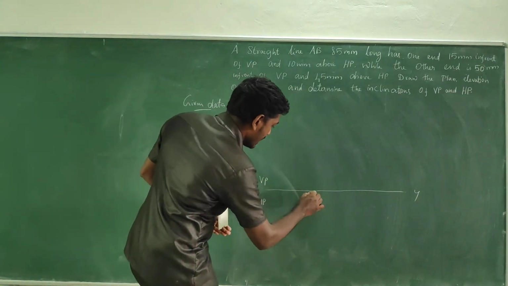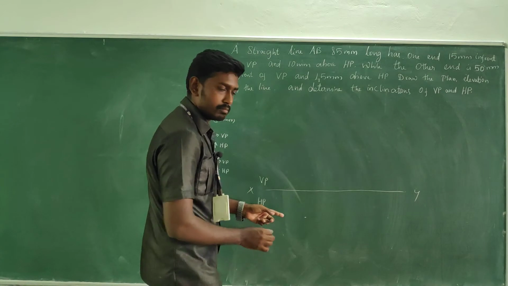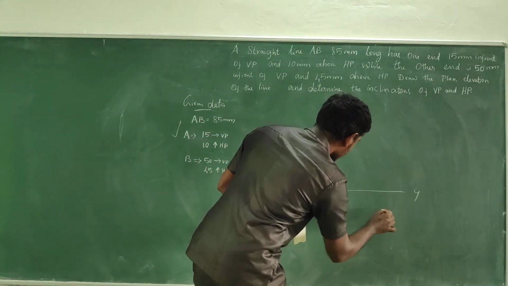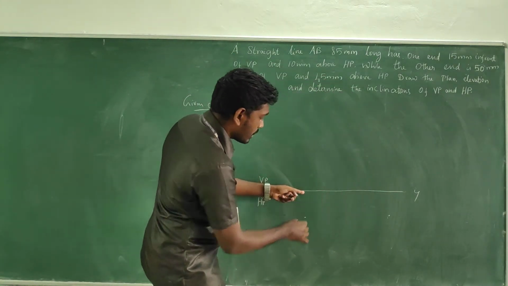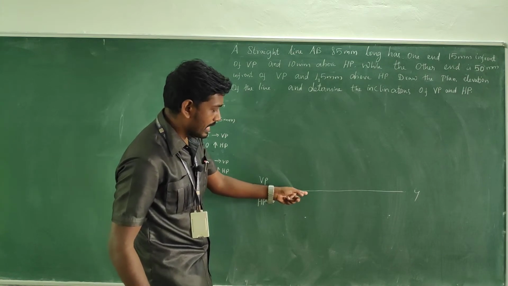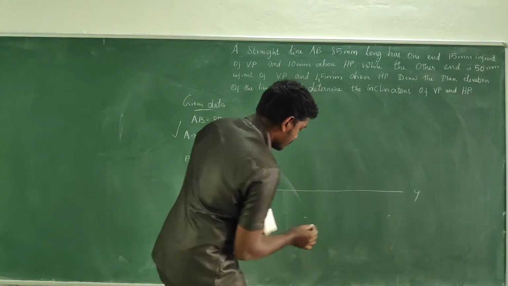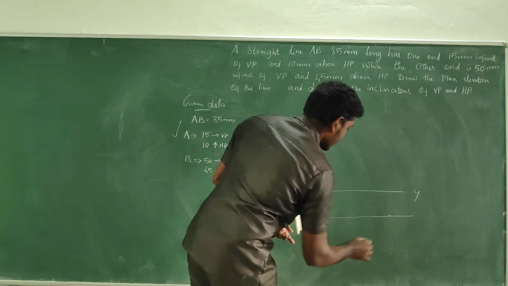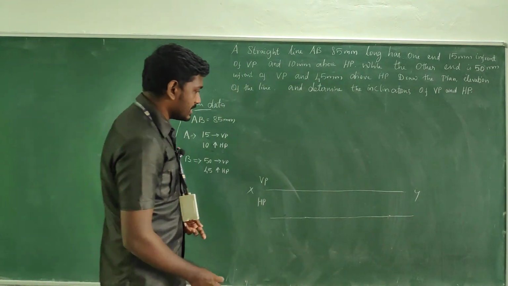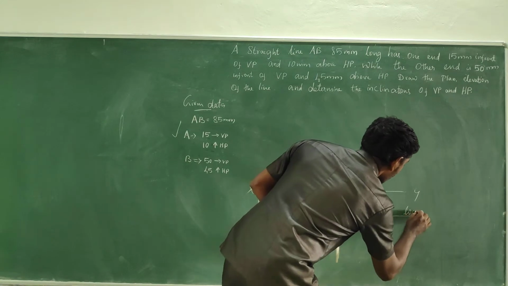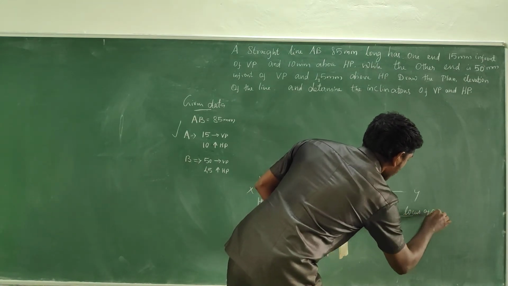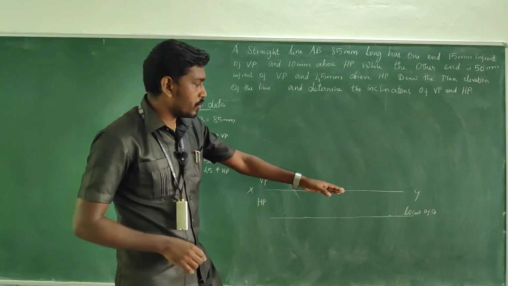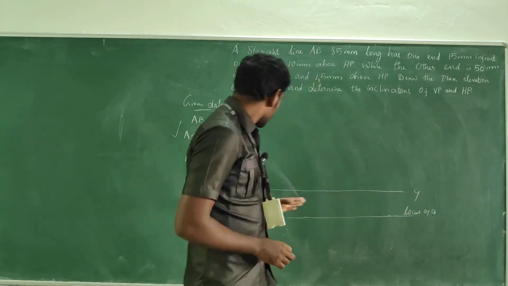So from XY, measure 15 mm by keeping your scale at right angle to the reference line. Take the measurement and draw a line passing through the marked points, something like this. So this is the locus of A. Since it is the top view, I capture it with A.